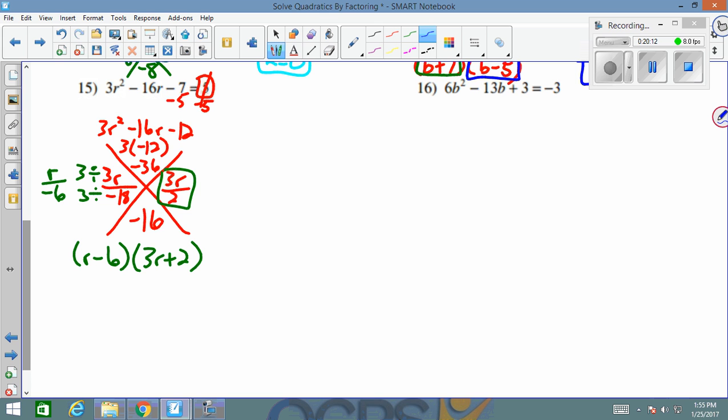Okay, then we take each parentheses. So we're going to start with our r minus 6. Is that equal to 0? So this is negative 6. We're going to add 6. Add 6. So we know r will equal 6.